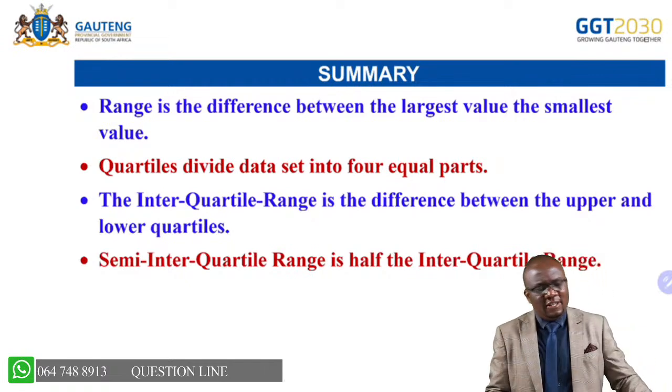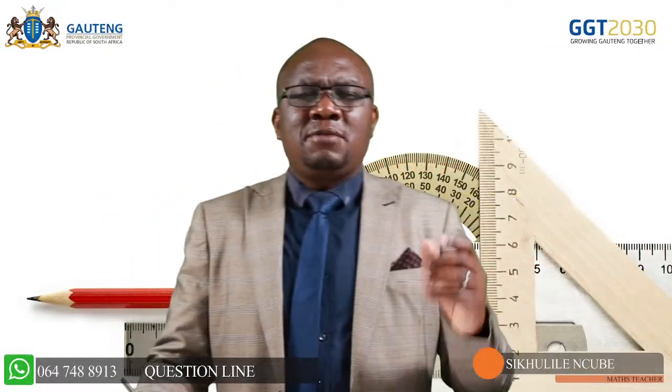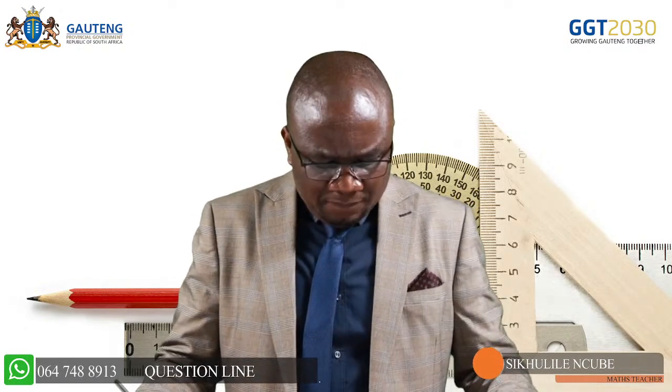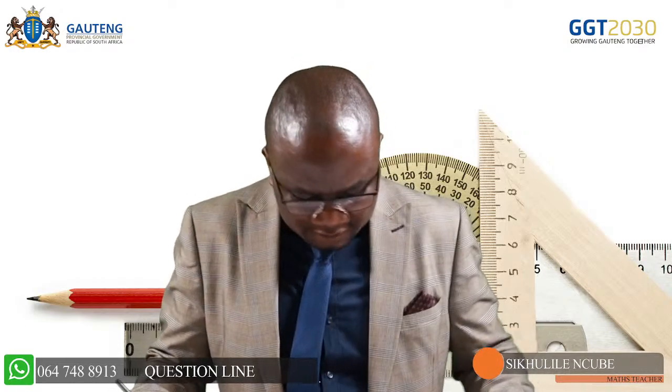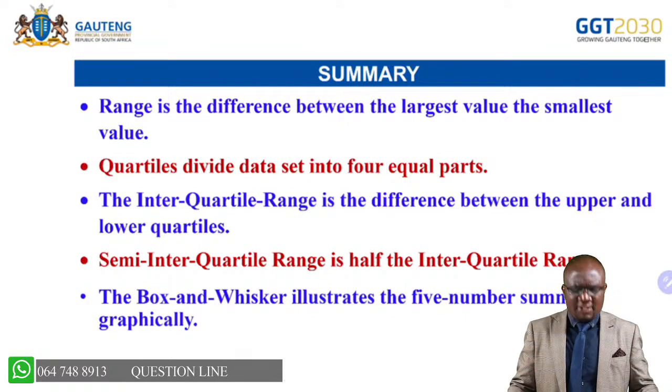I really hope that grade 10s you have benefited from this lesson, and you're going to get all the marks when it comes to this topic. The box and whisker illustrates the 5-number summary graphically. We have talked about that. Don't lose marks on the 5-number summary.